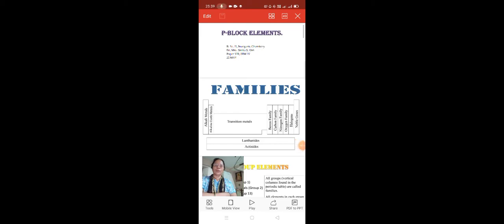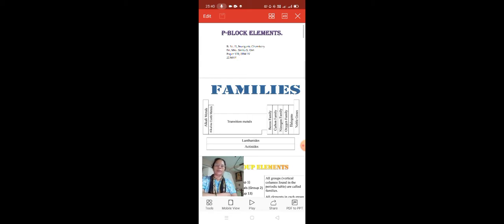Very good morning, students. Today we will see about the p block elements. Yesterday the slide was not clear, that's why today we are seeing another slide where it will be clear to you. Let us start with the periodic table.